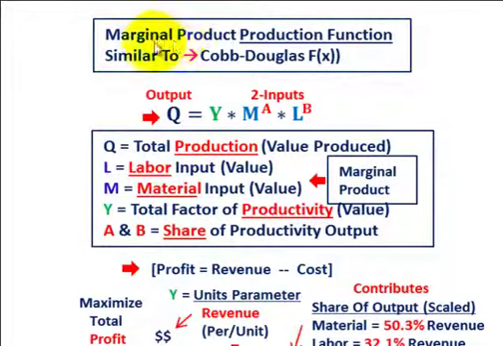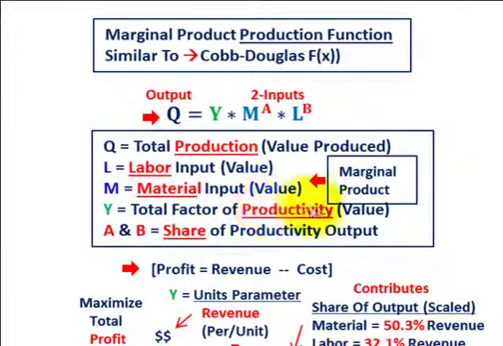What we're going to be going over here is an example where we're going to be calculating the marginal product of a production function. Our production function is really similar to the Cobb-Douglas production function. This is the function we're going to be dealing with. Q is our output, and that really represents our total production, or the value produced. In our case, it's going to be looking at some revenue here, and that equals Y.